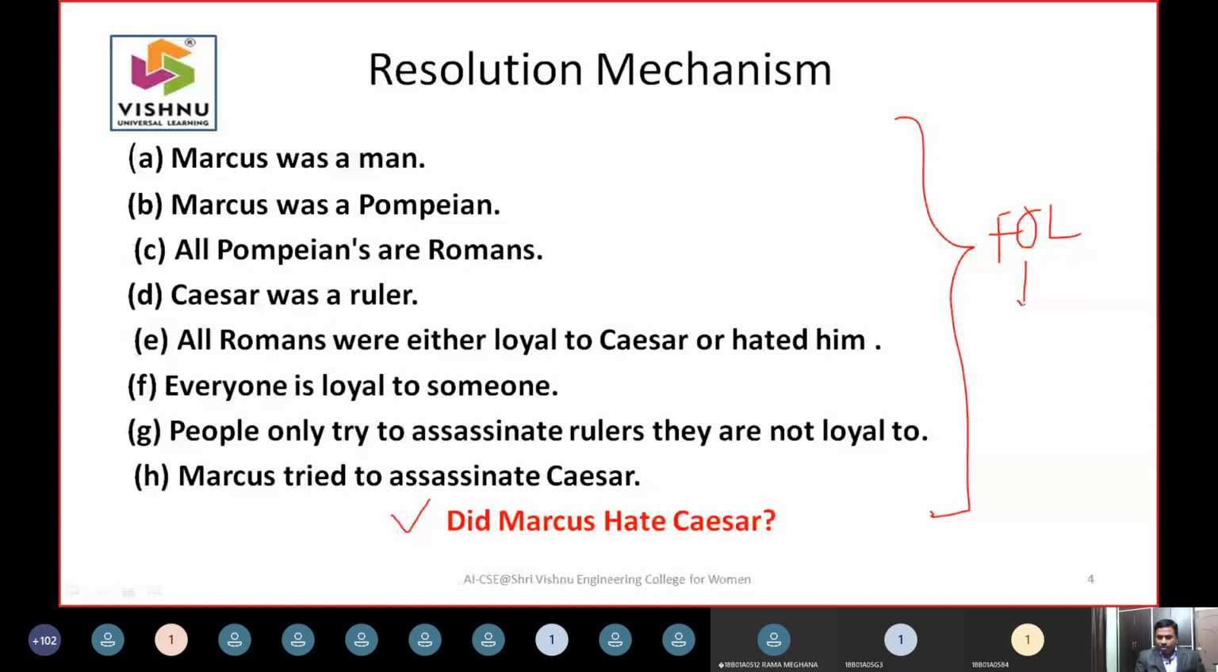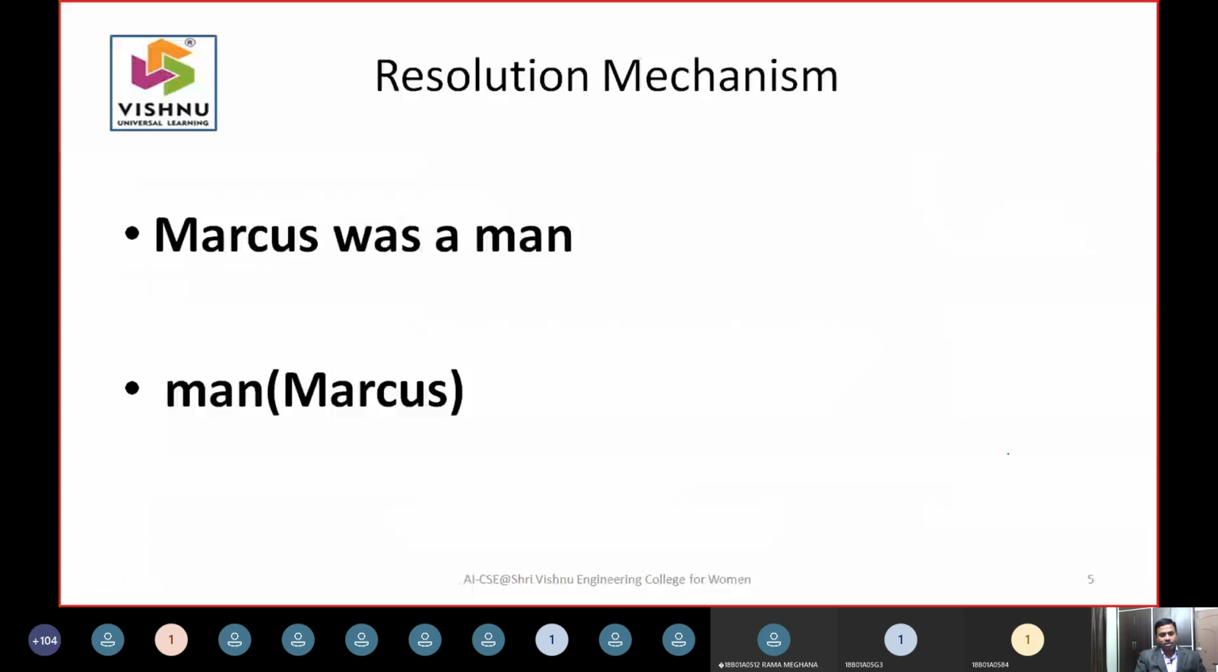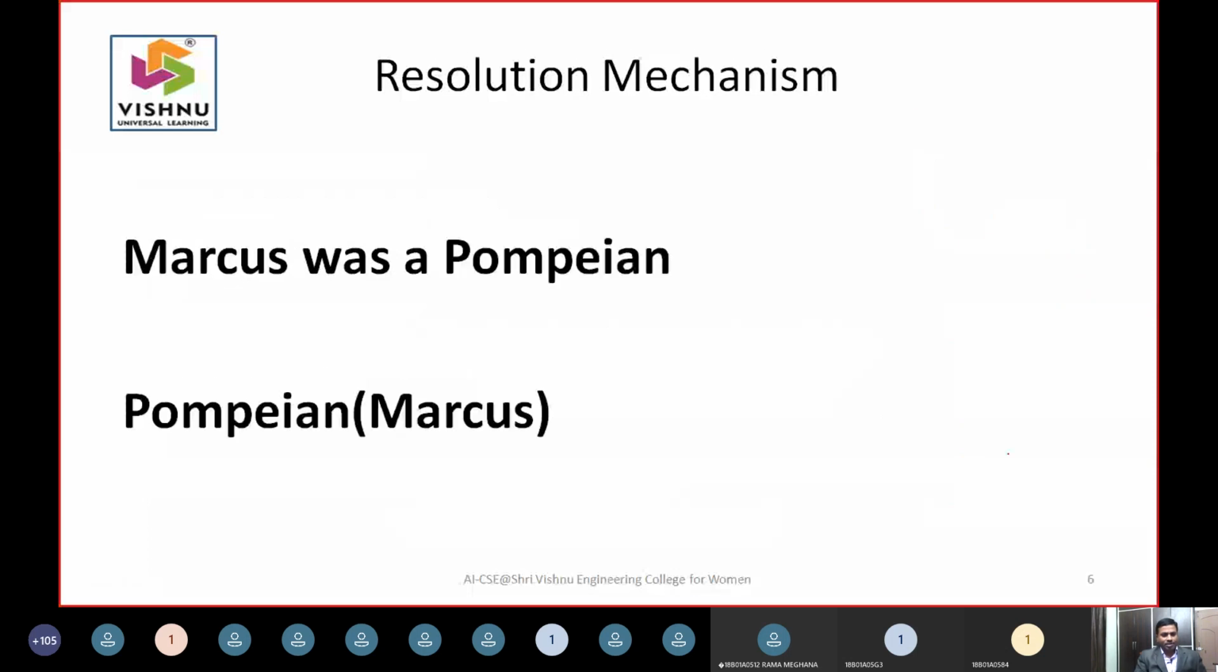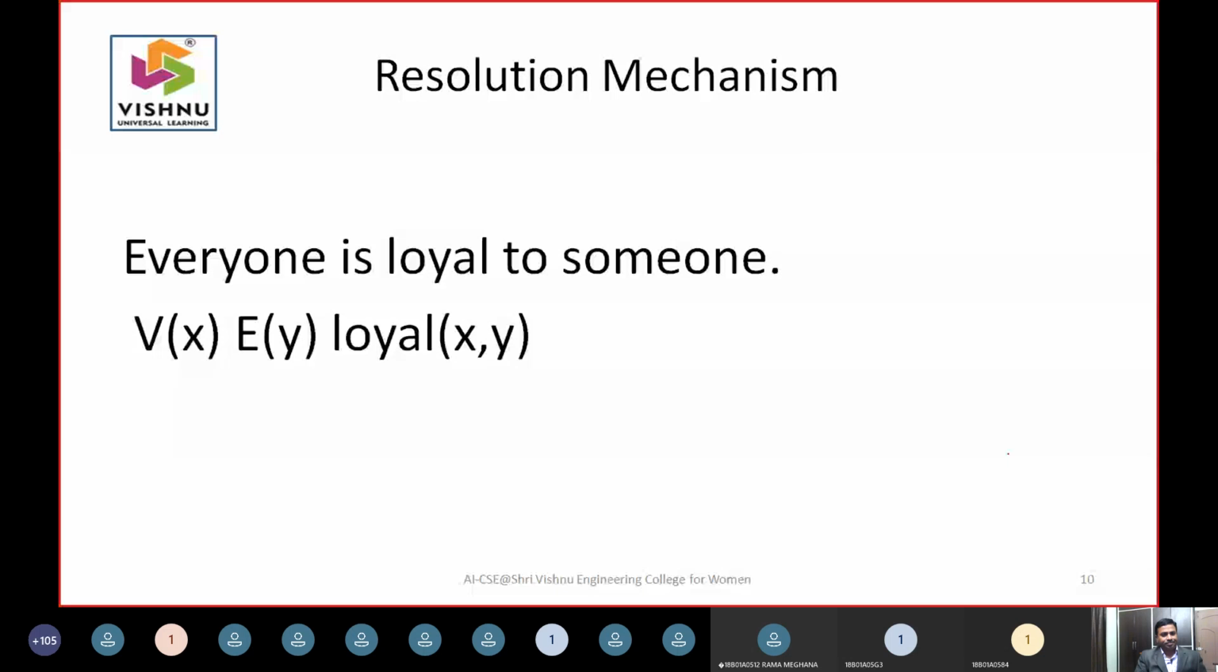Before converting all these into clause form, we will understand what exactly a clause form is and how you apply this resolution algorithm for a given set of symbols, and then we'll get back to this. This is what we have done. We have written all these statements in the class. Yesterday in class we have done this part.